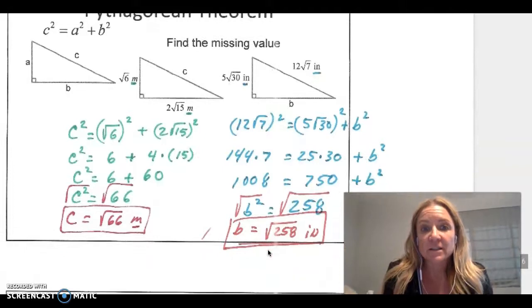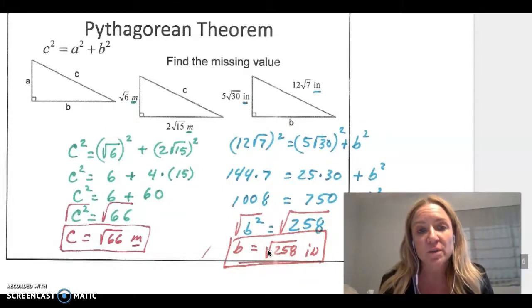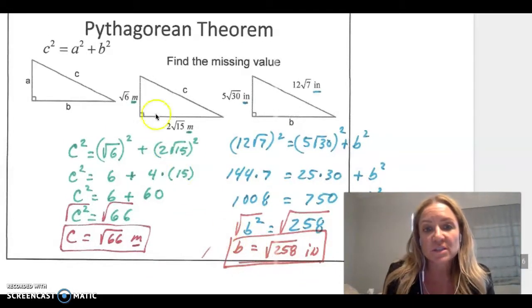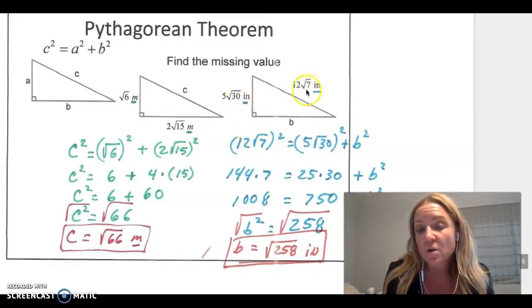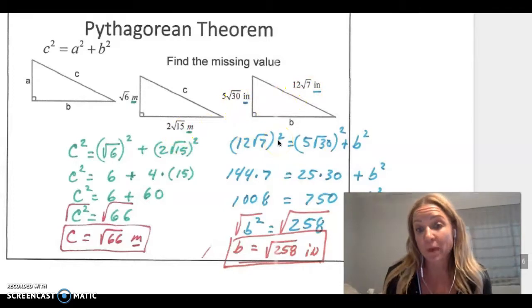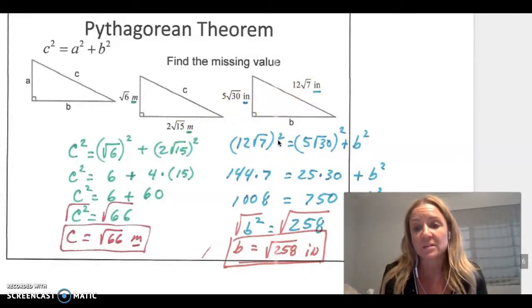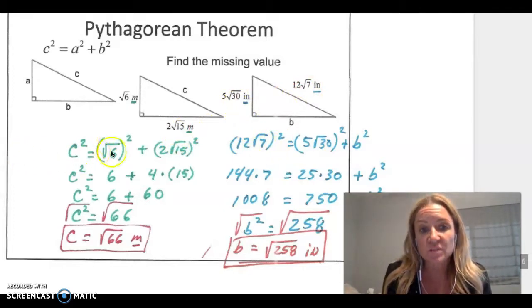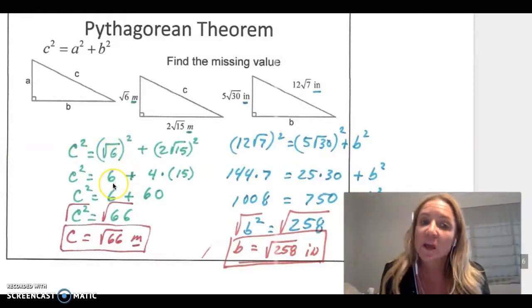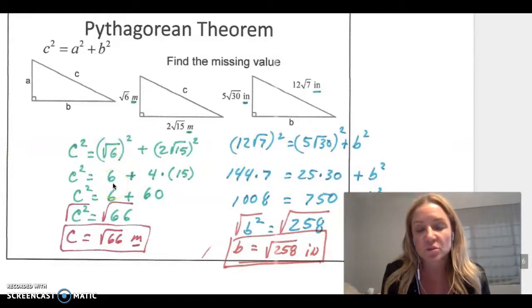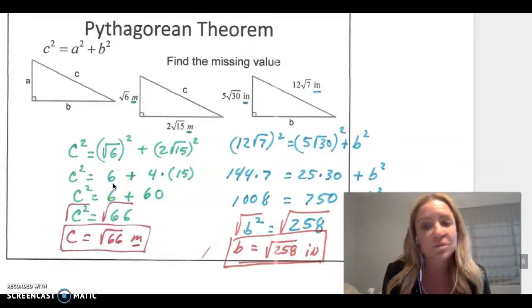All right. Here are a few harder Pythagorean theorems. What you're going to notice is these have radicals in them already. Okay, so when you have radicals and you square them, they become what's inside. So the square root of 6, when you square it, becomes 6. When you multiply the square root of 6 times the square root of 6, you get the square root of 36, and the square root of 36 is 6.